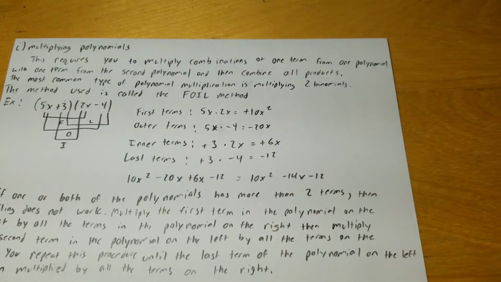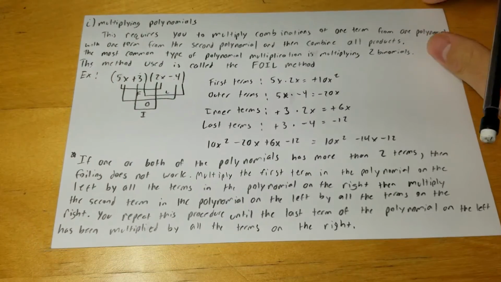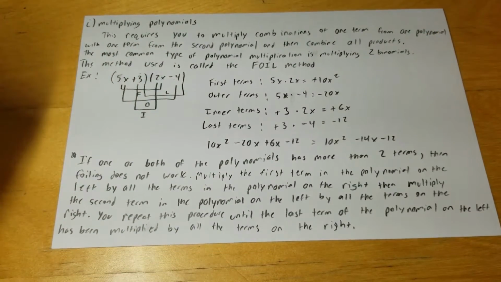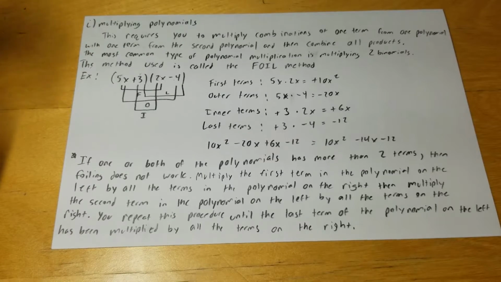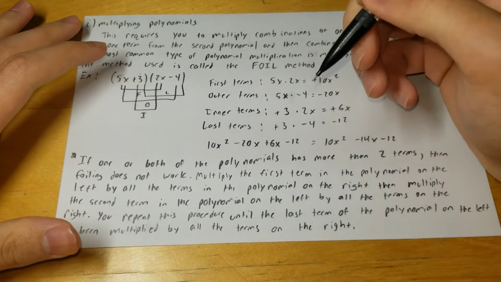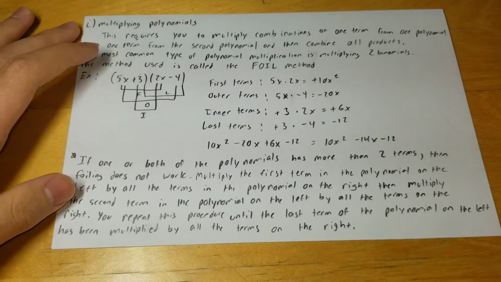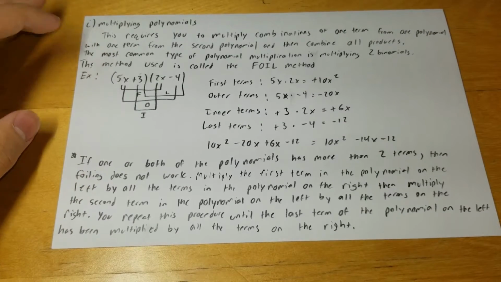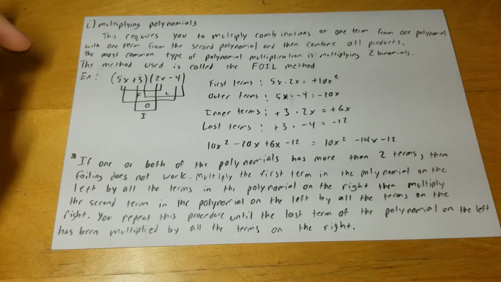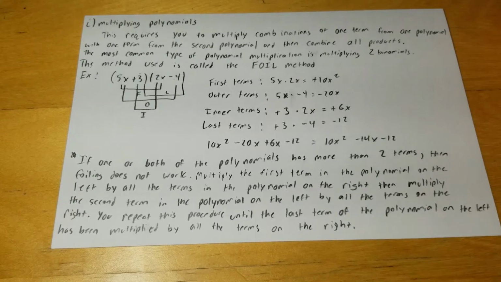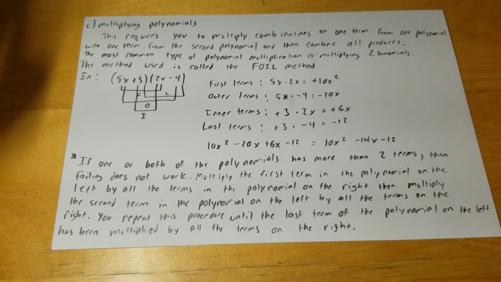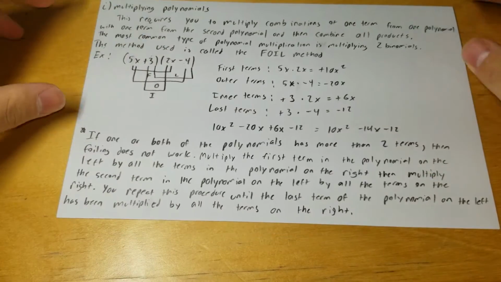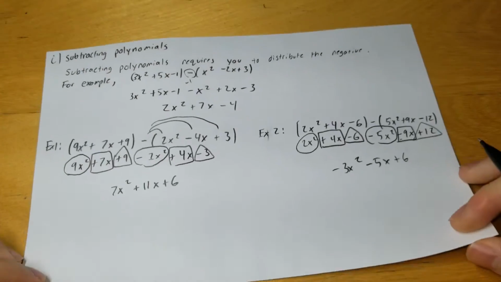Okay, so there's an exception. If one or both of the polynomials have more than two terms, then foiling does not work. What you have to do is multiply the first term in the polynomial on the left by all the terms in the polynomial on the right. Then multiply the second term in the polynomial on the left by all the terms on the right. You will repeat this procedure until the last term of the polynomial on the left has been multiplied by all the terms on the right. It sounds wordy and complicated, I know, but it's pretty simple.